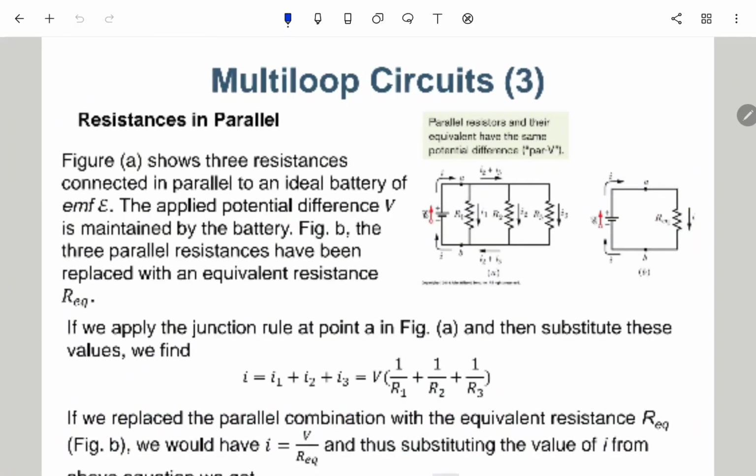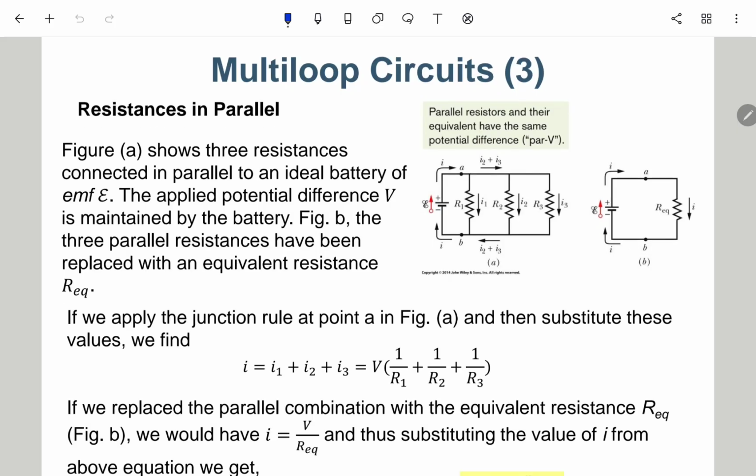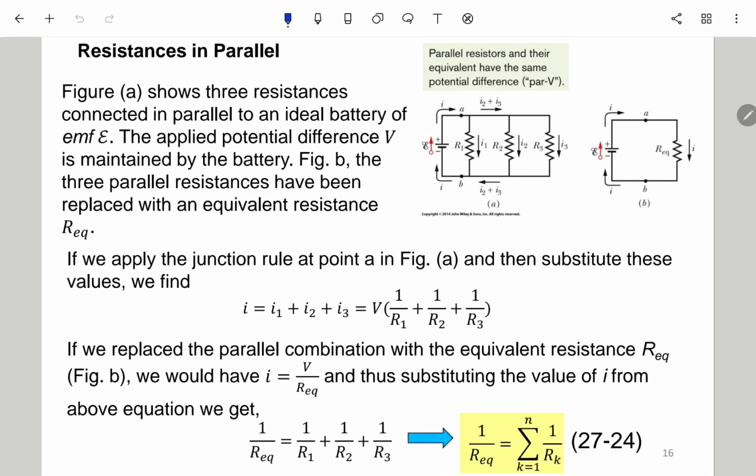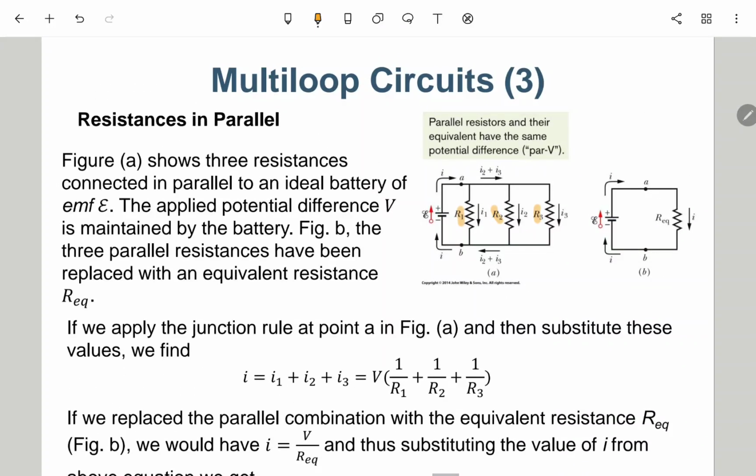Okay, so here we also talk about something called the resistance in parallel. For the resistance in parallel, we have R1, R2, R3. In that case, all the three nodes are sharing this E. We may be able to find I1, I2, I3.